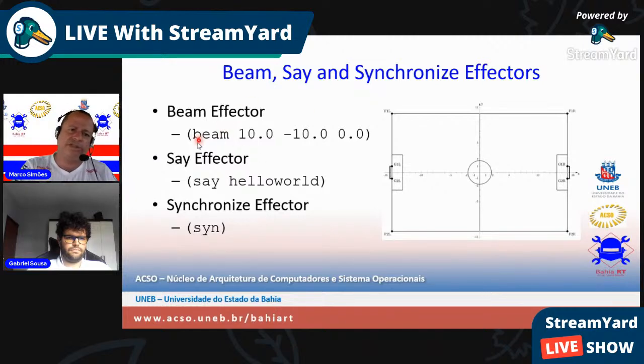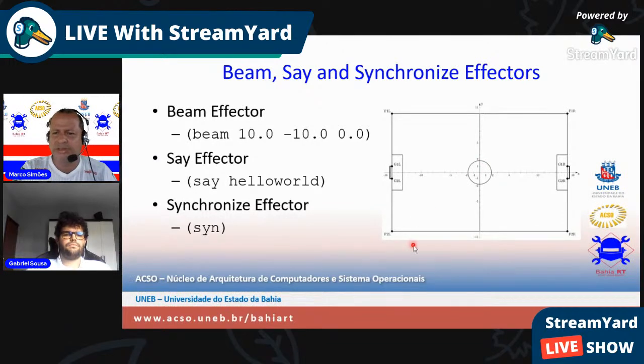So the beam effector is made using a beam command with an X, Y coordinate, right? It's a 2D coordinate in the field. And the last parameter is the orientation, where zero means he's looking in front, in the positive x-axis direction, that is this direction. This is the positive x direction. And this is the positive y-axis direction.